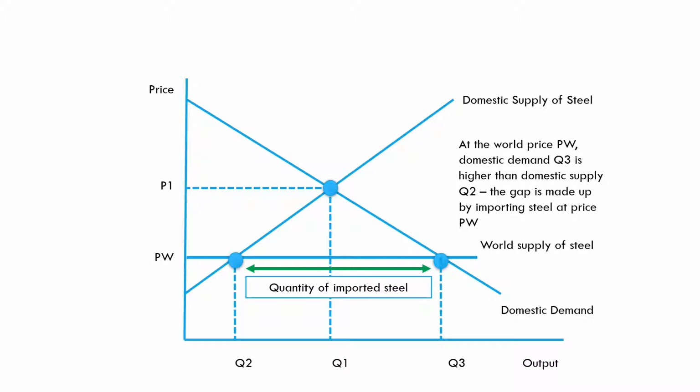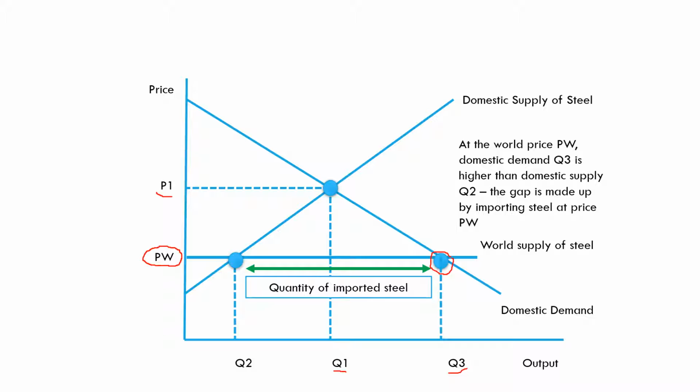So what we can see at the moment, we started off with our market at P1, Q1. We then opened ourselves up to world free trade, and our market was flooded with cheap imported steel at price PW. This was great for consumers. Consumers could now consume Q3.